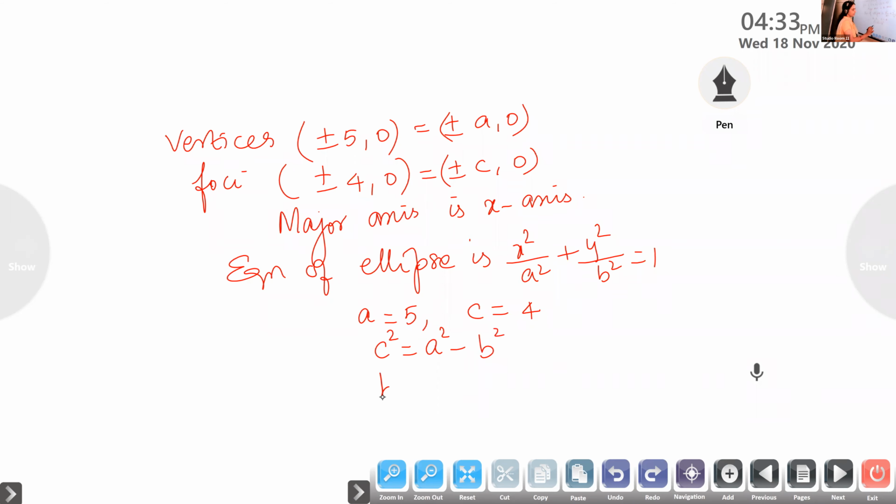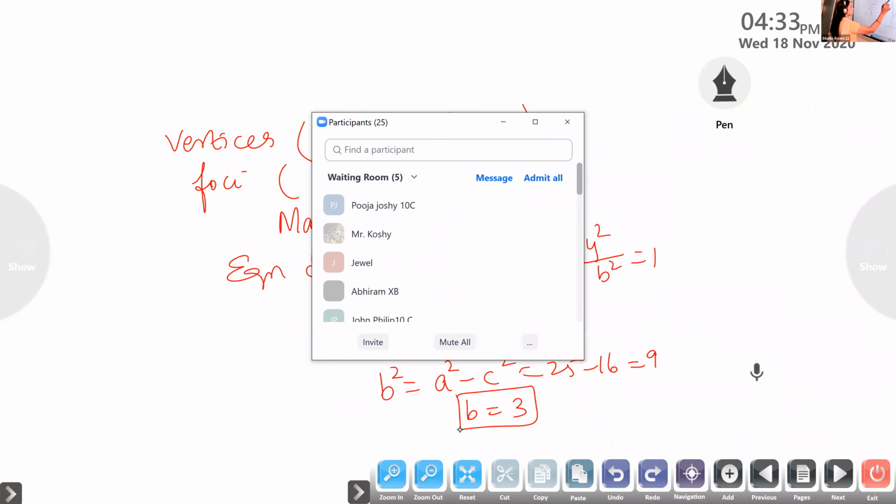So from here, what is B square? B square is A square minus C square. It is 25 minus 16, which is 9. Therefore, what is B? B is 3, isn't it? Otherwise, no need to find B. B square only we need. So, B square is 9.